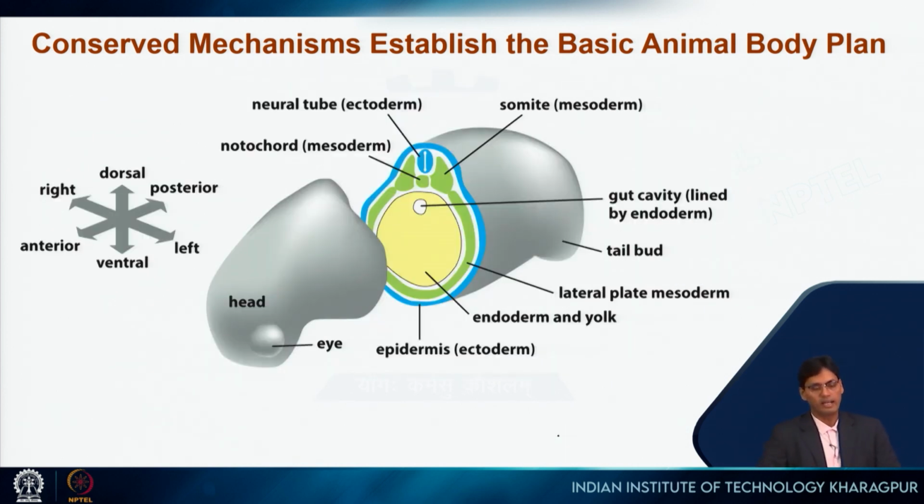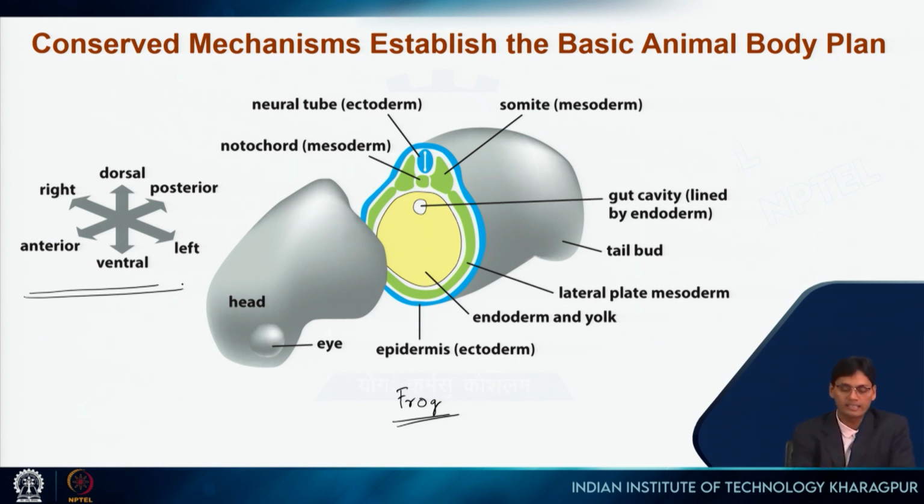So here, as you can see, the conserved mechanism established the basic animal body plan. Whatever I was discussing here, we are showing an early stage of embryo, and this is an example taken from some frog embryo. Now here on this left side, we are trying to explain different planes. I would say here the dorsal side and ventral side. So this is the dorsal side and this is the ventral side, right?